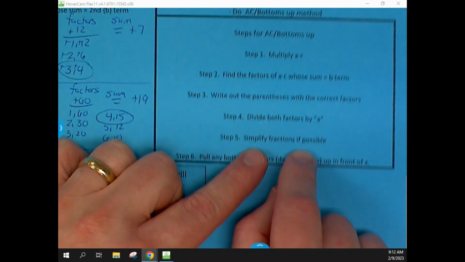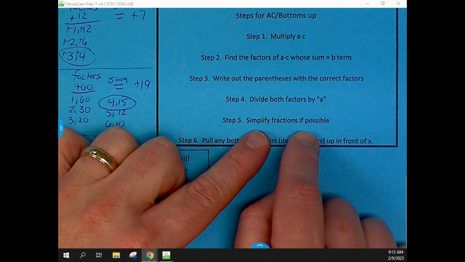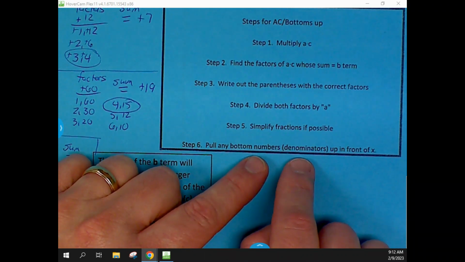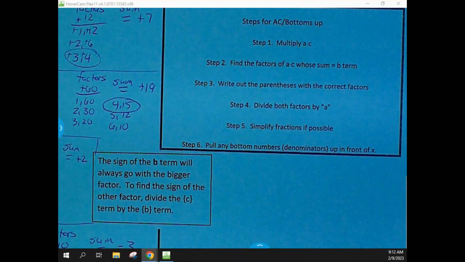And then here's the bottoms up part. To make this thing work out, we're going to do the bottoms up part to pull it back up here. You pull the bottom number, your denominator, back up in front of the x, and that's the bottoms up part that we're going to do for this thing.